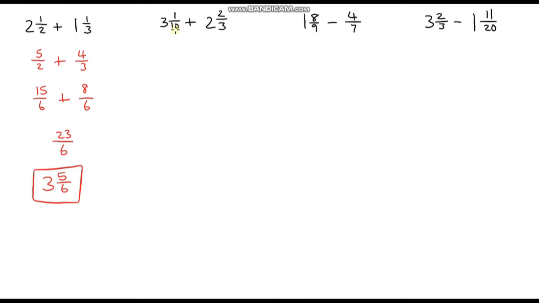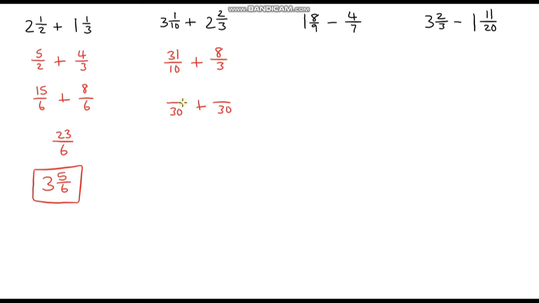Okay, for the second one, again, let's convert them into improper fractions first. 3 times 10 is 30, 30 plus 1 is 31, so it's 31 over 10, plus, and then 2 times 3 is 6, 6 plus 2 is 8, 8 over 3. And now we need to find the lowest common multiple of 10 and 3, which is just 30. So our denominators are going to be out of 30.